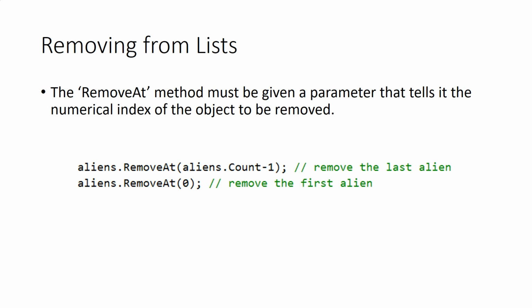You can remove from lists, and there's a few ways to do that. The RemoveAt method, you give it a number, so you could say aliens.RemoveAt(0), that's the first alien in the list getting removed. If you do aliens.RemoveAt(1), it becomes the second alien you're removing. Aliens.RemoveAt(2), that's the third alien you're removing, and so on. If you count however many aliens there are, let's say there's 50 aliens, there is no alien number 50. It goes from 0 to 49, so you must remember to subtract 1 if you want to remove the last alien from the list.